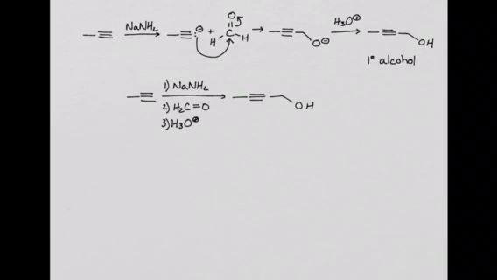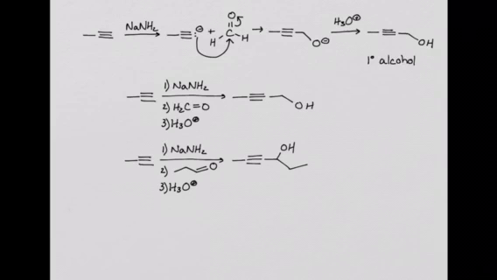If we react a terminal alkyne with any other aldehyde, we get a secondary alcohol. For example, this reaction produces this secondary alcohol product. Finally, if we add an alkyne to a ketone, we get a tertiary alcohol.